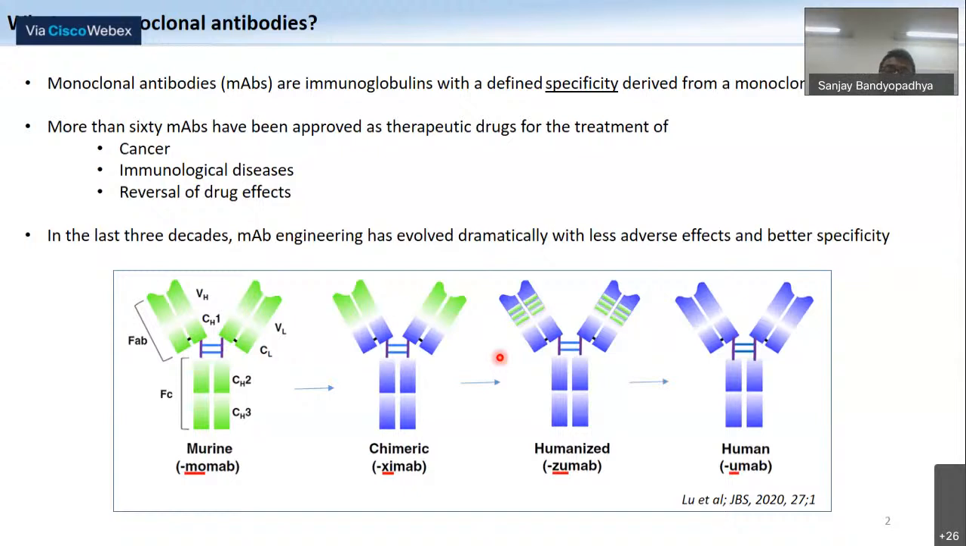As I told you, it has been more than three decades since the first antibody was introduced in the market as an approved product. The protein engineering related to monoclonal antibodies also evolved from murine to chimeric to humanized and human. Why have the scientists done so? Because if you have more human antibodies, then it will be more physiological. Therefore, it will have fewer adverse effects and a better safety profile.